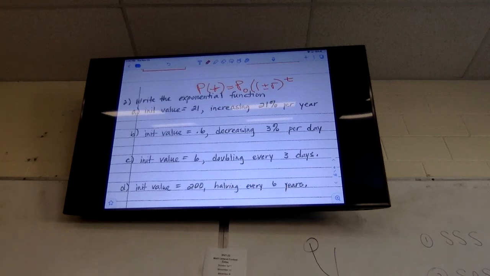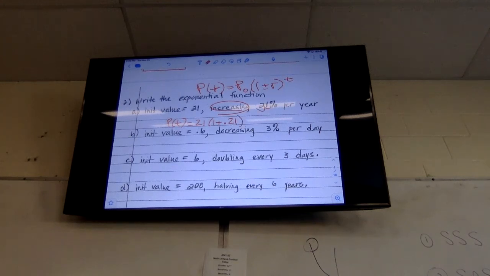All right, so what's my, I got P of T, and what goes in for my P sub 0? 21. P sub 0 is your initial amount, so I'm going to put my initial amount of 21 in, and I'm going to do what? Am I going to do plus or minus? Why? Good, and so what am I going to add to 1? Just 0.21. Just move it 2 places.